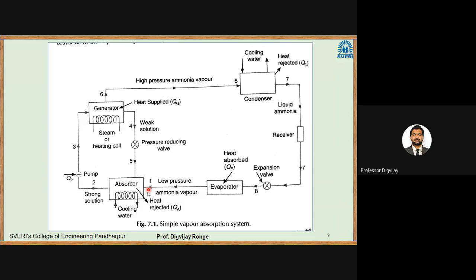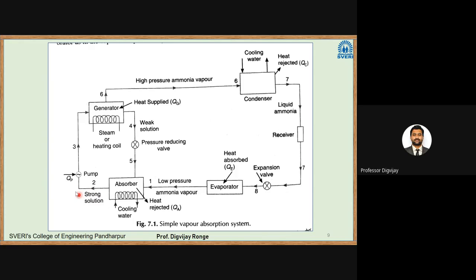Again, this absorption phenomena is an exothermic reaction. So some heat is being generated and the temperature increases. To reduce that temperature, we are using a cooling water system. Why do we want to reduce the temperature here? Because lesser the temperature, greater will be the dissolvability. So if I maintain the temperature lower here, more ammonia will be dissolved inside the water, absorbed inside the water. So then we get a strong solution.